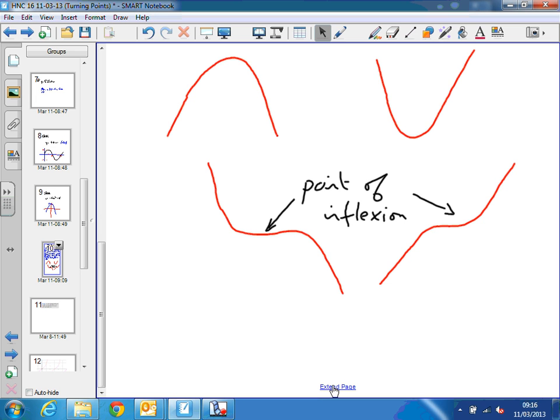So if you differentiate something, it's not necessarily giving you a maximum or a minimum. And so we need to find a way of determining whether or not our 0 gradient is giving us a maximum value, a minimum value, or this point of inflection. Okay?